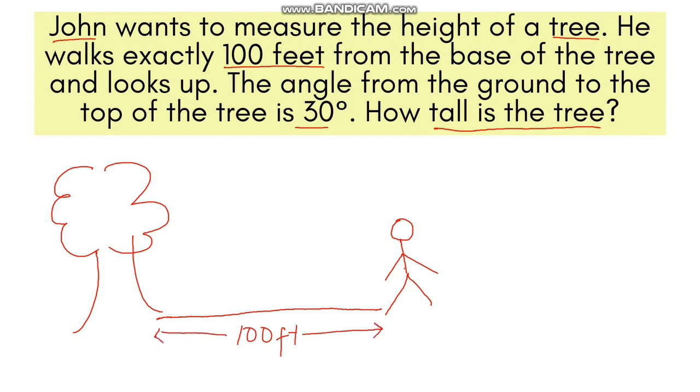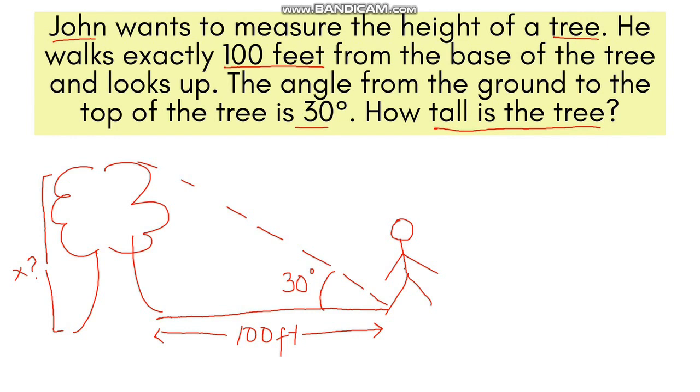Next, he looks up, and then there is now an angle formed from the ground to the top of the tree. So let's just draw here. Okay, something like that. So this is the ground, and the angle formed from the ground to the top of the tree is 30 degrees. Now, how tall is the tree? So this is now the problem. We have to solve for this. Let's say this is x.